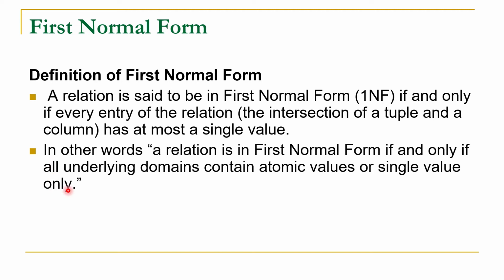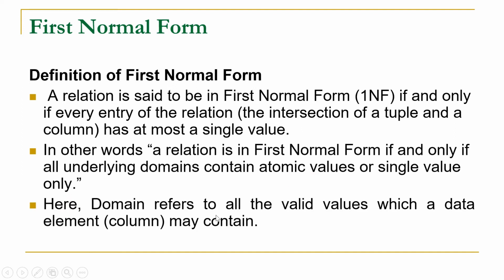We can also define first normal form in another way. A relation is in first normal form if and only if all underlying domains contain atomic values, or a single value. Here, domain refers to all the valid values which a data element or a column may contain. So when we say underlying domains contain atomic values, we are referring to the values of the columns for a particular row, which should contain a single value only.